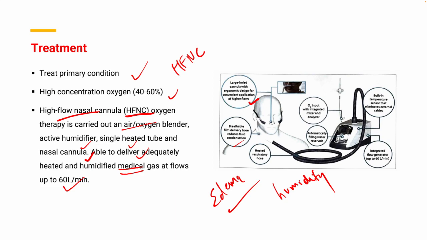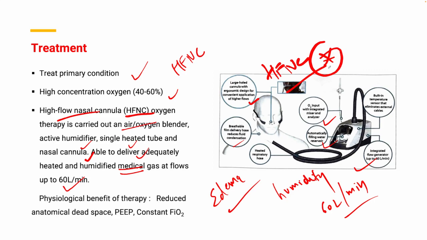Then in the machine there will be the O2 input with the integrated mixture analyzer and an automatically filling water reservoir. Now there will be an inbuilt sensor that will eliminate the temperature, and an integrated flow generator which will deliver up to 60 liters per minute of oxygen. This is HFNC, remember very well.